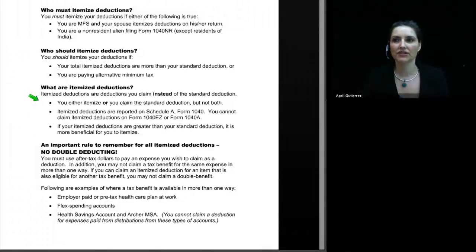Well, itemized deductions are deductions that you claim instead of the standard deduction. And of course, you can itemize your deductions on Schedule A, or you can claim the standard deduction, but never both. Now, if you do itemize, you have to file the long form. You can't file the short Form 1040EZ or Form 1040A. You're going to have to file the long form.